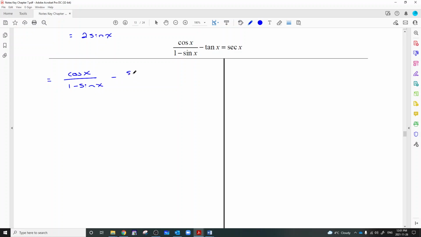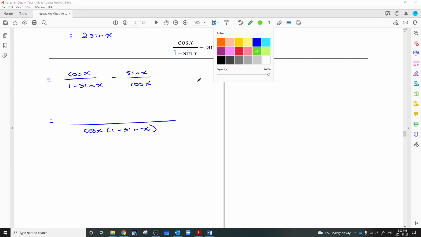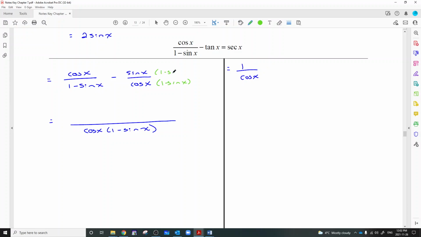So the tan x would be sine x over cos x. All right, so what am I trying to turn this into? Well, I'm trying to turn it into secant x, or 1 over cos x. So obviously I've got a way to go. Now, the first thing I'm going to do is create a common denominator. I've got cos x times 1 minus sine x. And so I'm going to multiply this term by 1 minus sine x over 1 minus sine x. And I'm going to multiply this term by cos x over cos x.